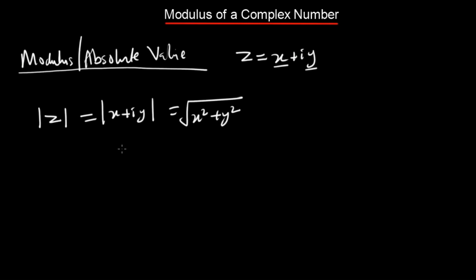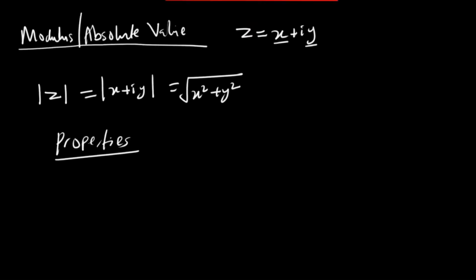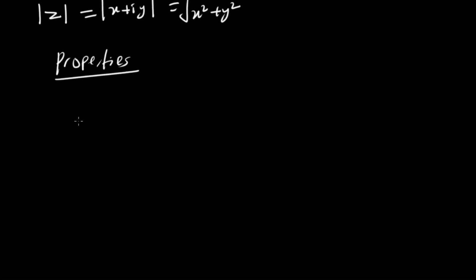Now let's look at some properties of absolute value. This is very important, we note the properties of absolute value. If you have to do some operations concerning absolute value, we are going to need these properties. And the first one we are going to be looking at is this. Let me define two complex numbers z1 and z2. So we are going to be considering these two complex numbers, given z1 and z2.